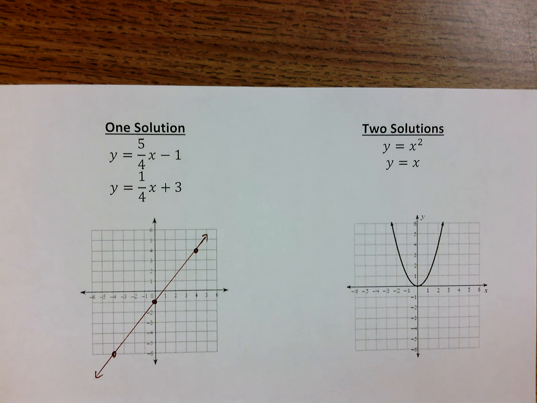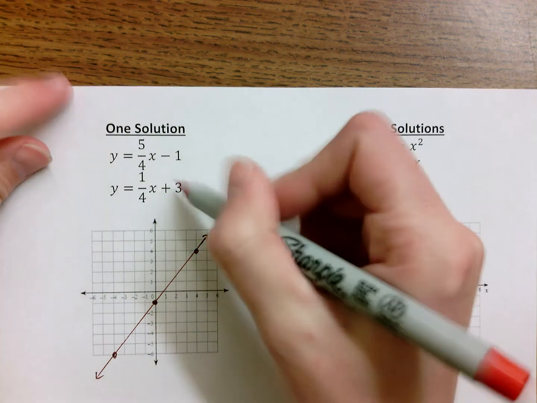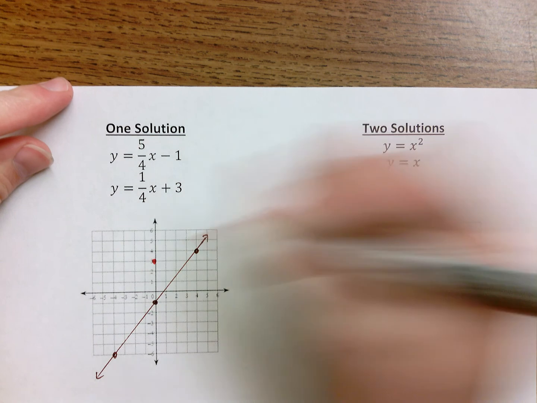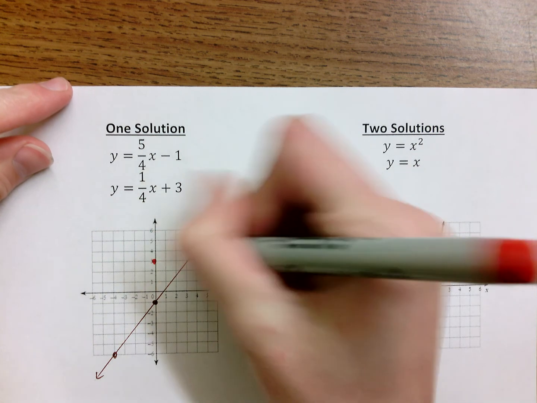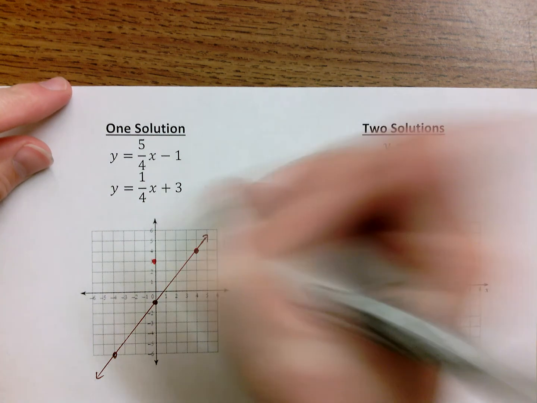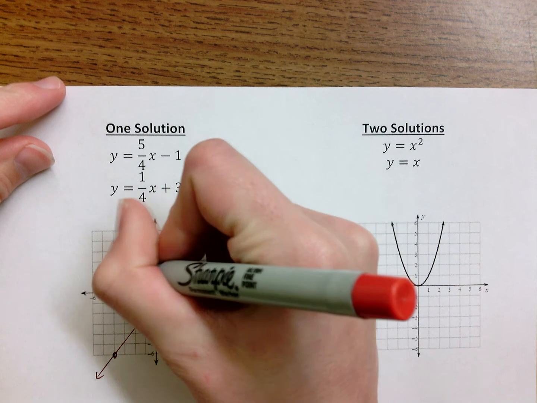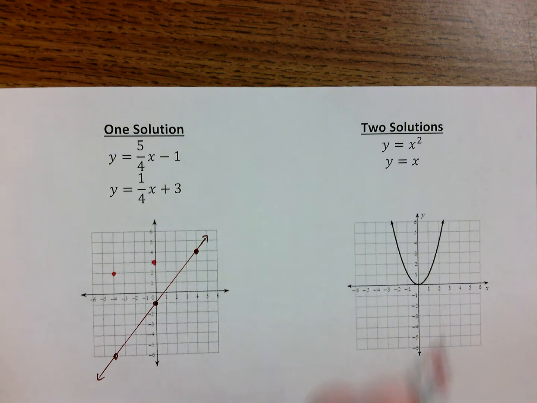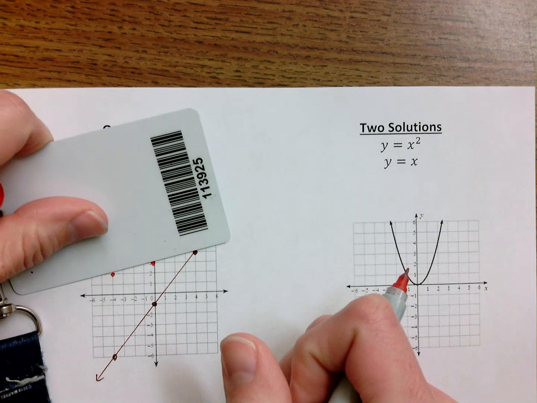And then my other line starts at 3. So I'm going to put a point at 3. My slope is 1/4, so I'm going to go up 1 over 4. Or I could go down 1 and go the other way 4. And there's that line.